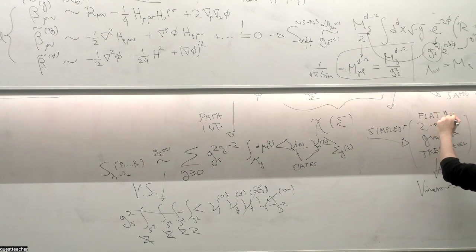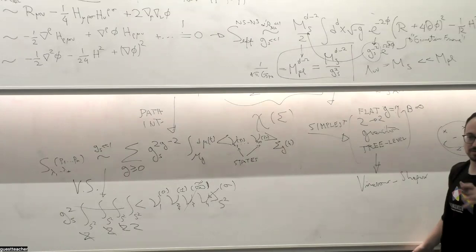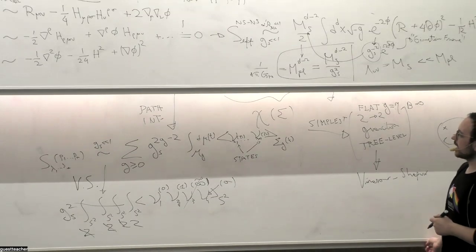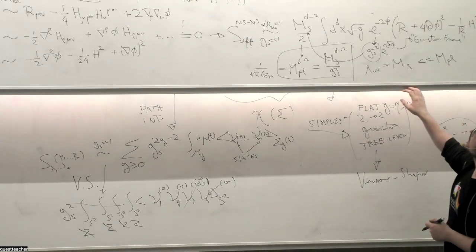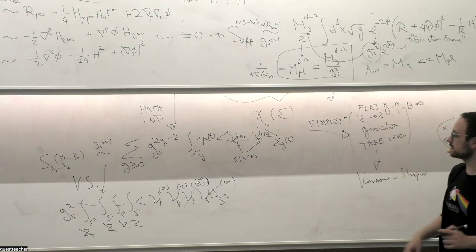Flat, so G equals eta. That's the simplest thing, and that's the actual Virasoro-Shapiro amplitude. In this case, of course, it means that B is also 0 because of the isometries of flat space-time. In this case, the worldsheet theory, the Polyakov action there, is just a free theory.